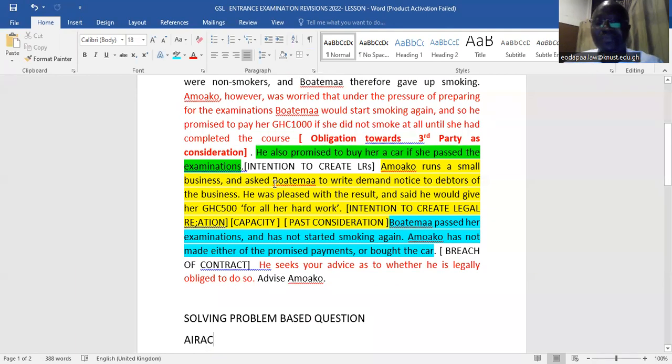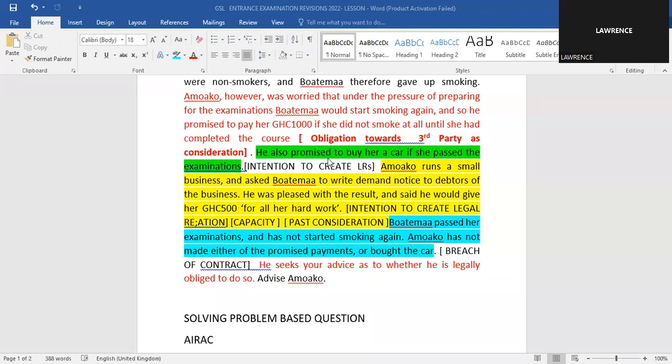The promise by the father to pay her 500 Ghana cedis for all her hard work, in relation to, if you like, the writing of the demand notice. Should we say that there was intention to create legal relation in that particular situation, or there wasn't? Was there intention to create legal relation?